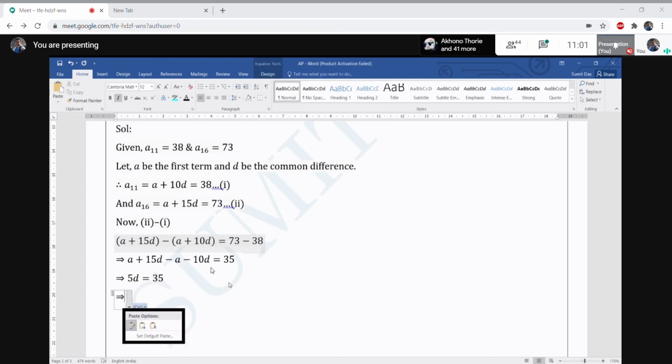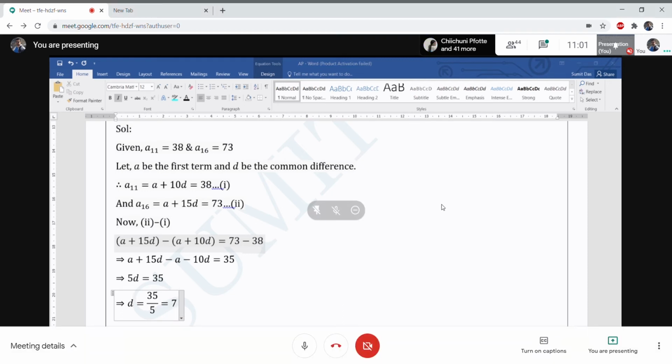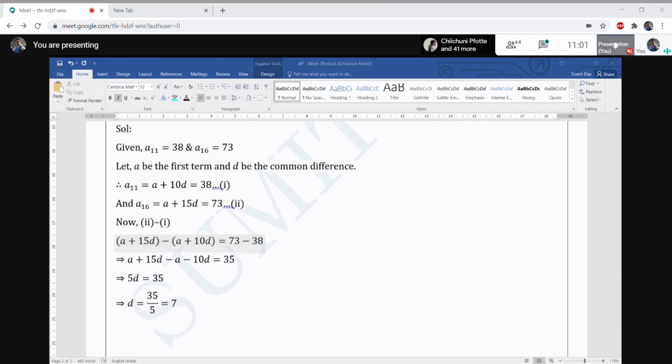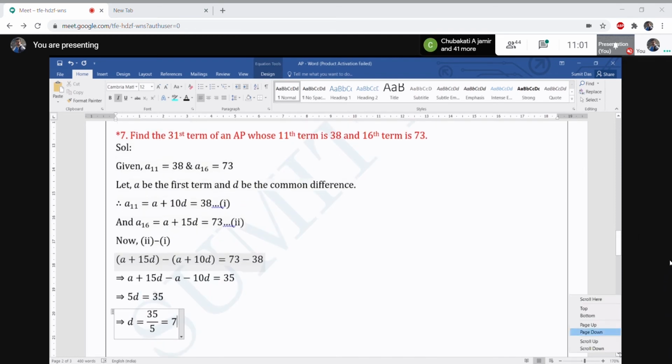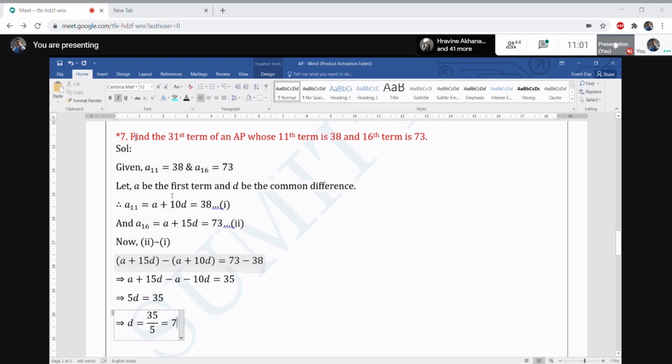Then next line, d equal to 35 by 5, which is equal to 7. So what I did, basically, two pieces of information were given, and I am trying to draw out the information of a and d from them. a11 and a16 are given. a11 we know using the formula is a plus 10d, where a is the first term and d is the common difference. And a16 is a plus 15d. So from there we are finding the value of d. Now if we put the value of d in any one equation, we'll get the value of a.